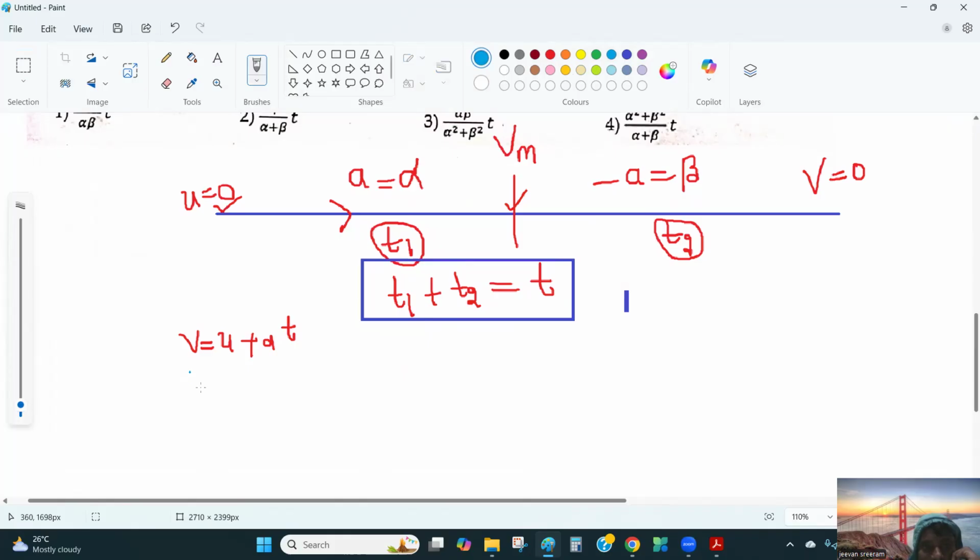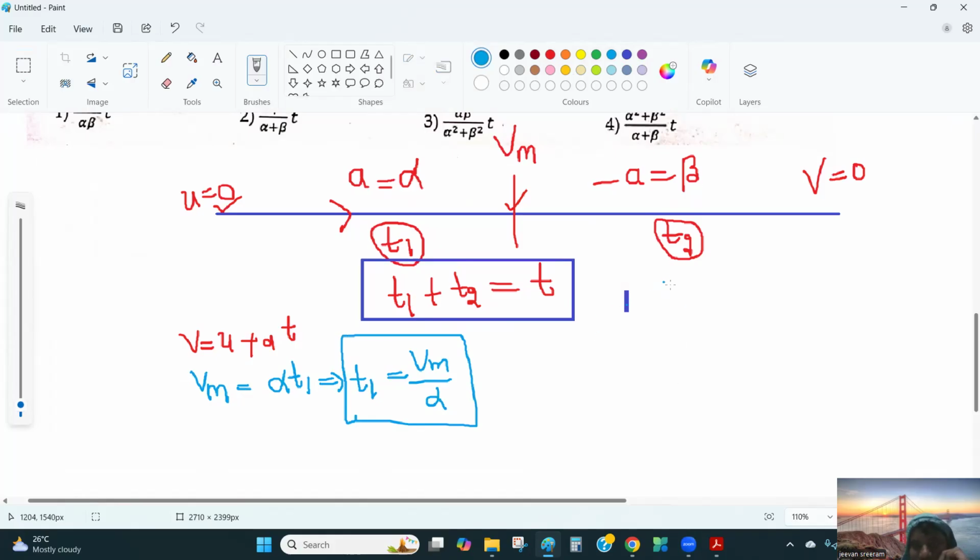V is Vm, U is 0, acceleration is alpha. The time I have mentioned is T1. So from which I can write T1 is equal to Vm by alpha. Similarly, for the second portion, let me apply the same equation.